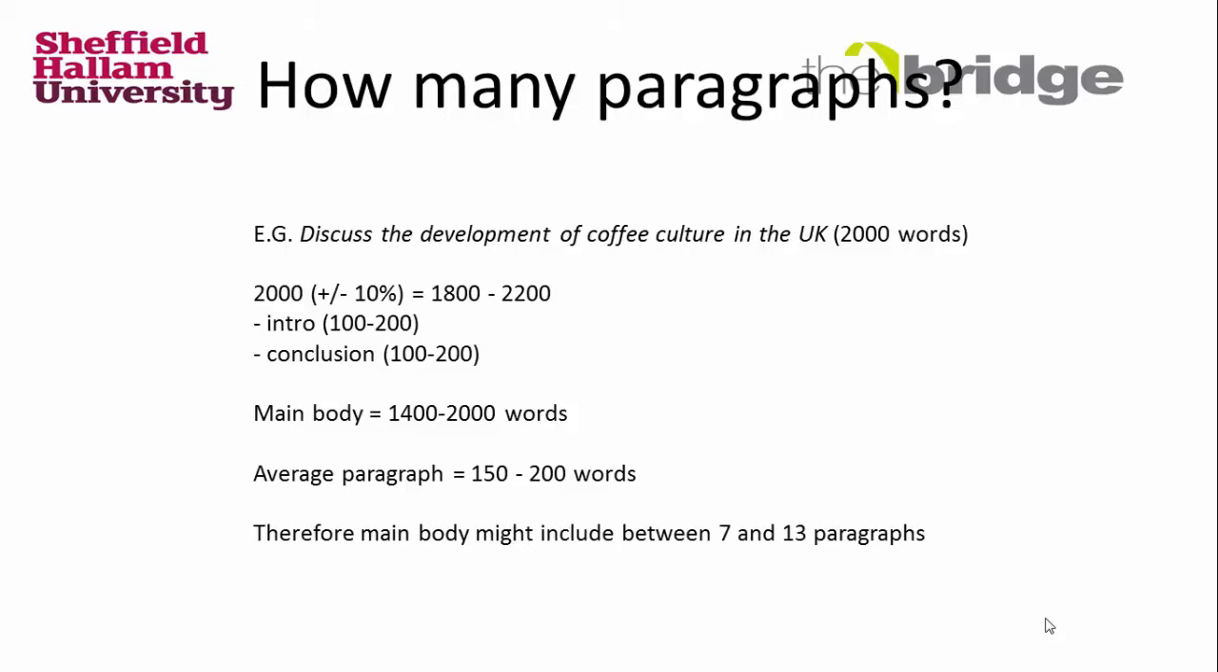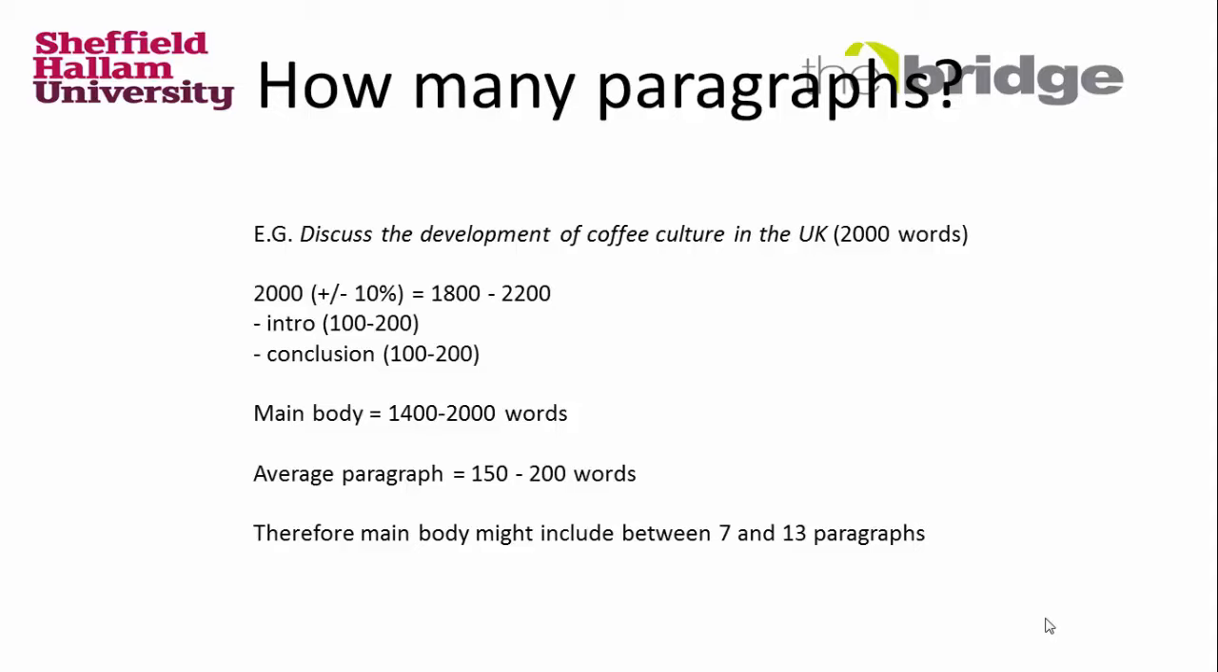So if that's true, then the main body of our essay might include anywhere between 7 and 13 paragraphs. Okay. Now, my instinct is to narrow it down a little bit. I'd be thinking somewhere between 8 and 12 paragraphs, I suppose. That's how it feels to me, a 2,000 word essay.